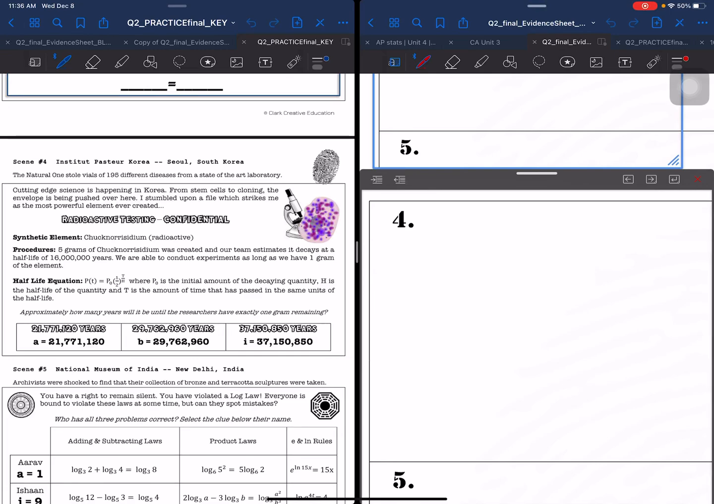All right, this is the fourth installment of the practice final for quarter 2 in college algebra. The scene we're looking at now is scene 4. In this scene, there's this little element called Chuck Norrisidium. It's very radioactive, and it has a very, very long half-life, which means it sticks around for a very long time. So that's not a good thing.